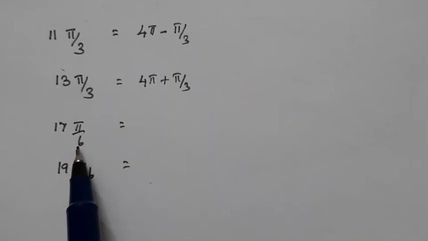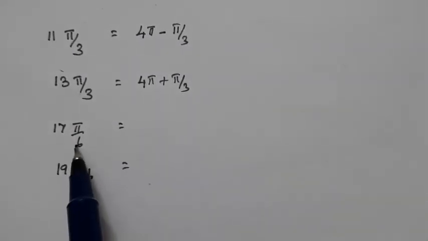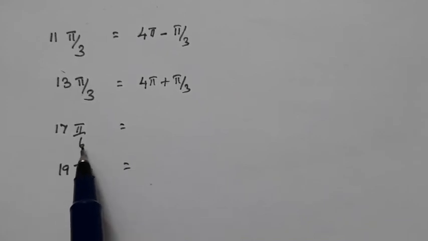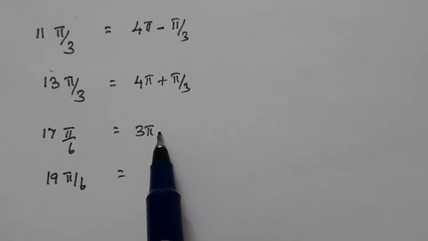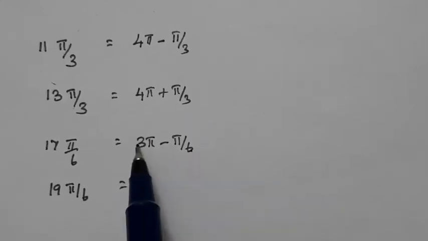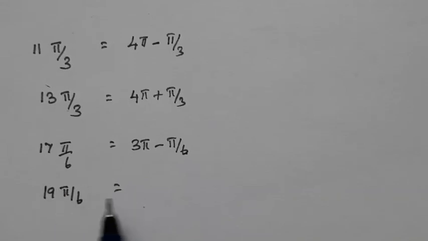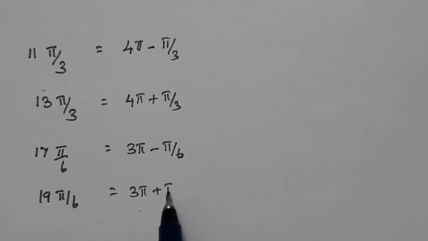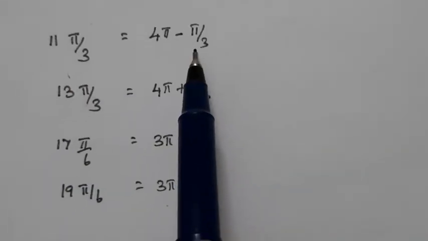In this way you can represent it in terms of the smaller angle pi by 3. Likewise, how will you represent 17 pi by 6 in terms of the smaller angle pi by 6? 6 threes are 18, 18 minus 1 is 17, so 3 pi minus pi by 6. And 6 threes are 18, 18 plus 1 is 19, so 3 pi plus pi by 6. In this way you have to split the angle in terms of the smaller angle. Okay.